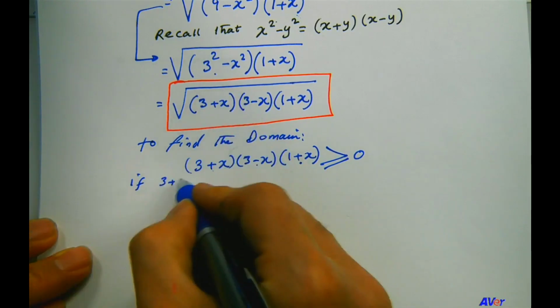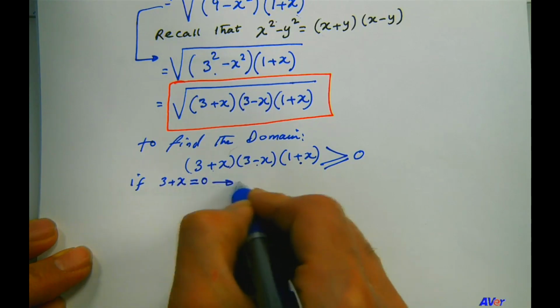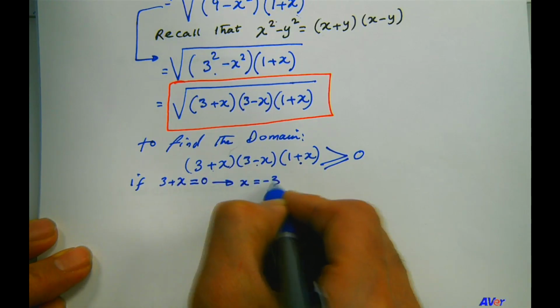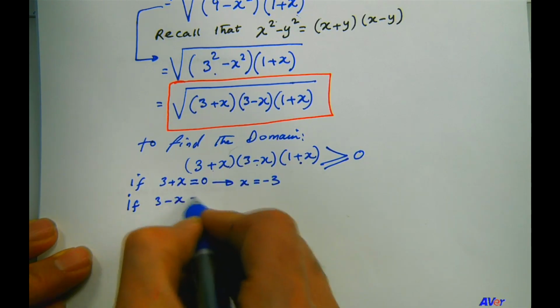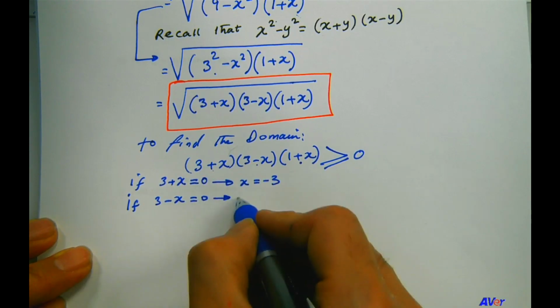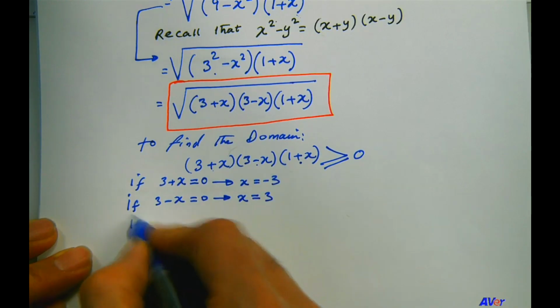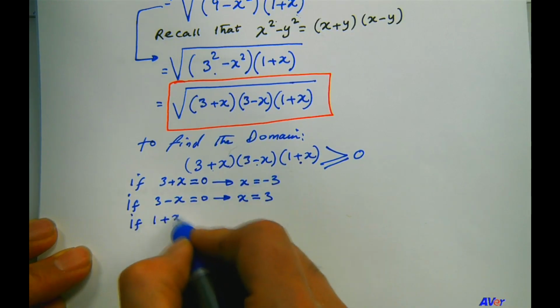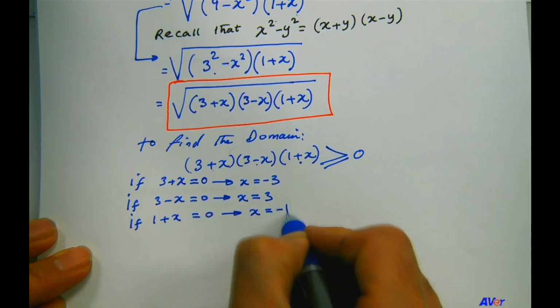Let's do that. So we're finding the domain of this function. That's what we're doing. So 3 plus x equals 0, then x equals negative 3. If 3 minus x equals 0, I'm looking at each expression in turn, then x equals 3. If 1 plus x is equal to 0, then x equals negative 1.